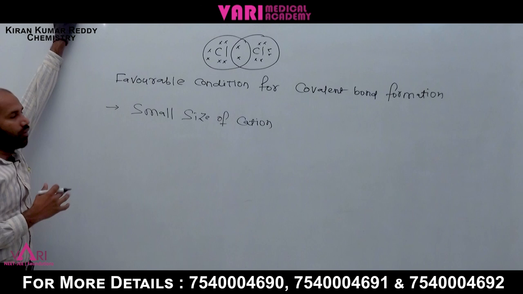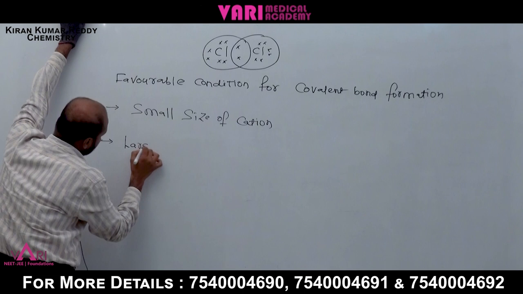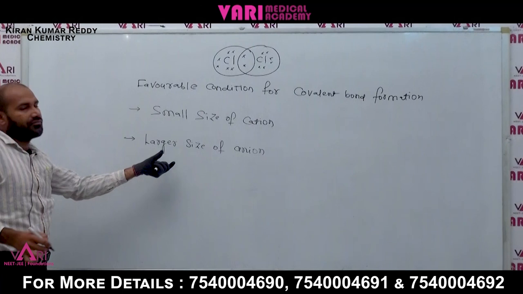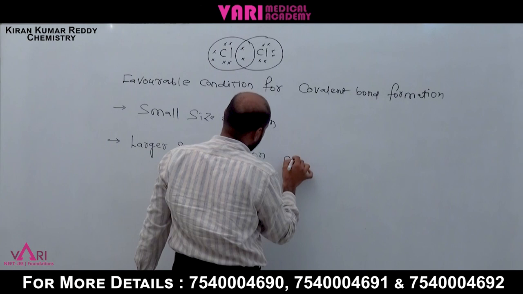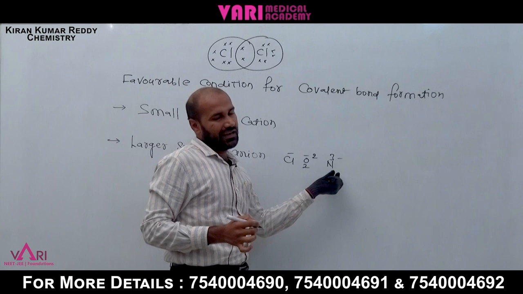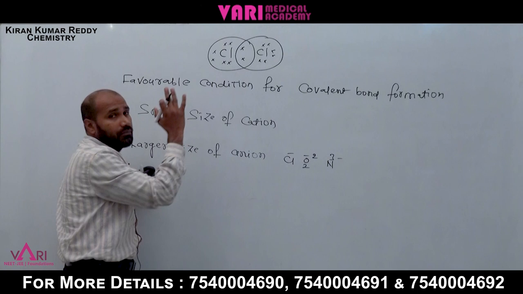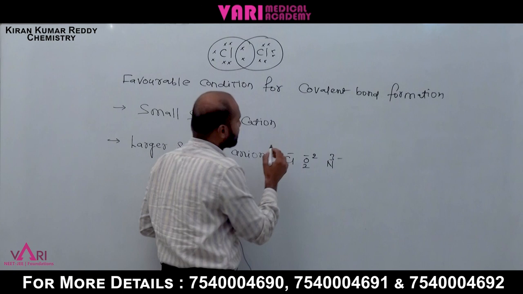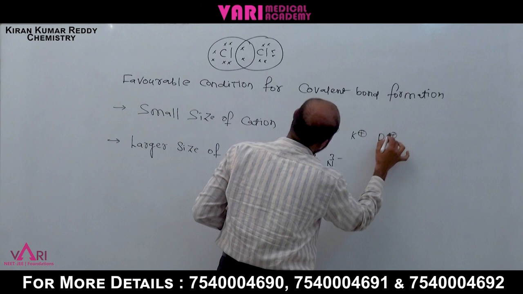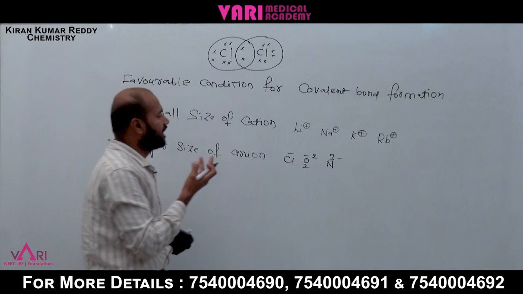Next one is the larger size of anion. This is also another favorable condition, larger size of anion. For example, larger size of anion means we can take Cl minus, O2 minus, N3 minus. Larger size of anion is more favorable for covalent bond formation. Here is smaller size of cation. Smaller size means I am taking lithium plus, sodium plus, potassium plus and rubidium plus. Here, which one easily forms the covalent bond? Lithium. Lithium is the smallest size. That's why the covalent bond is easily formed.